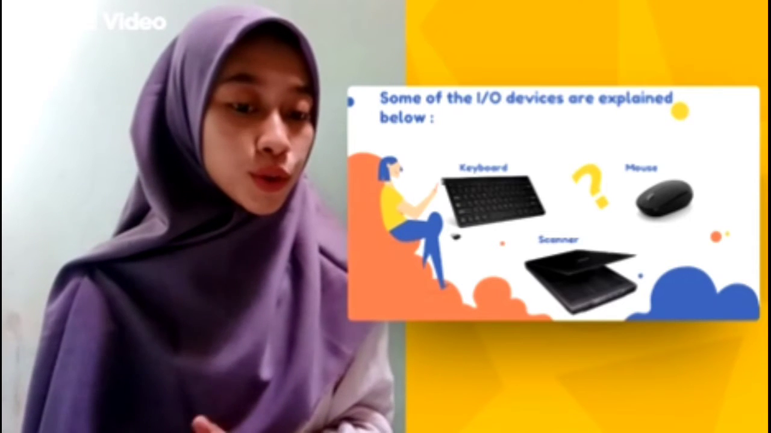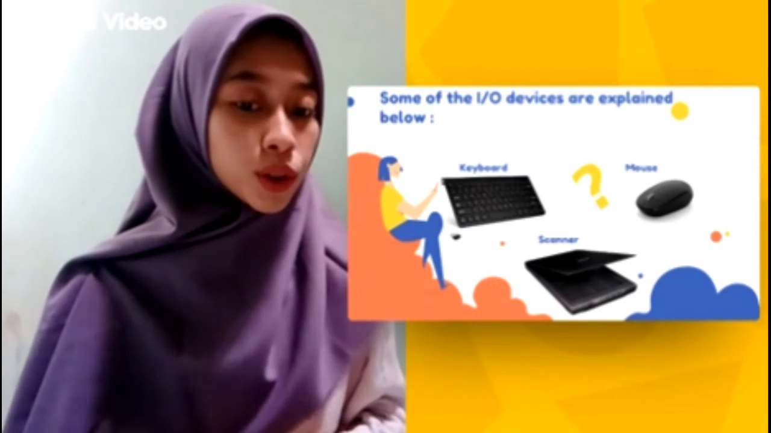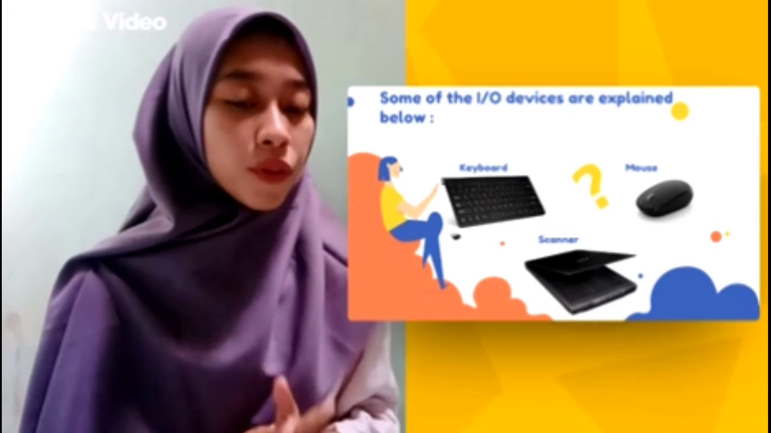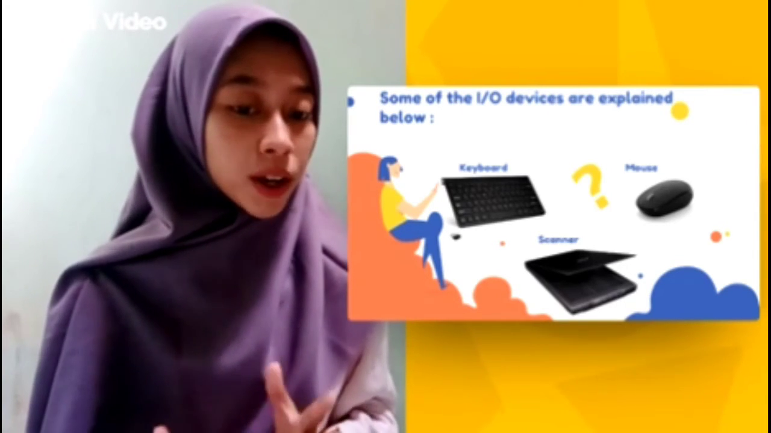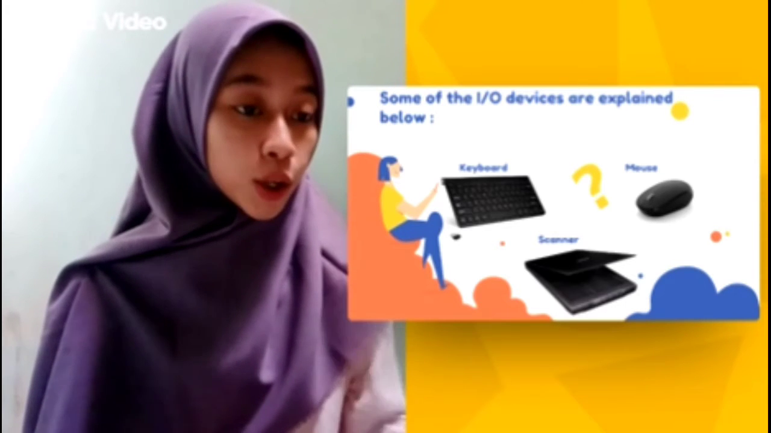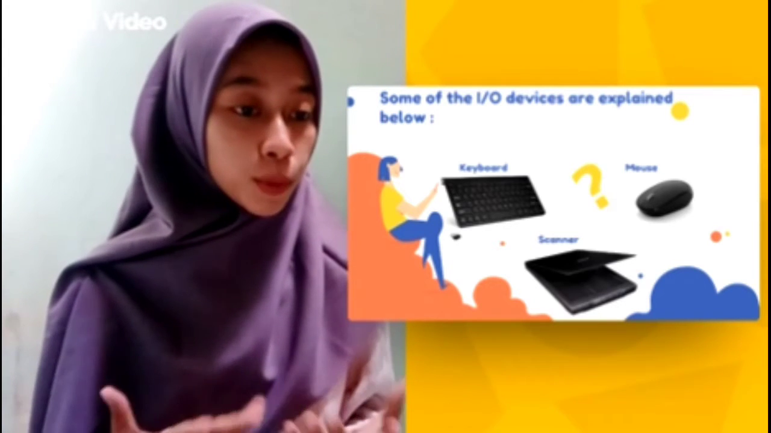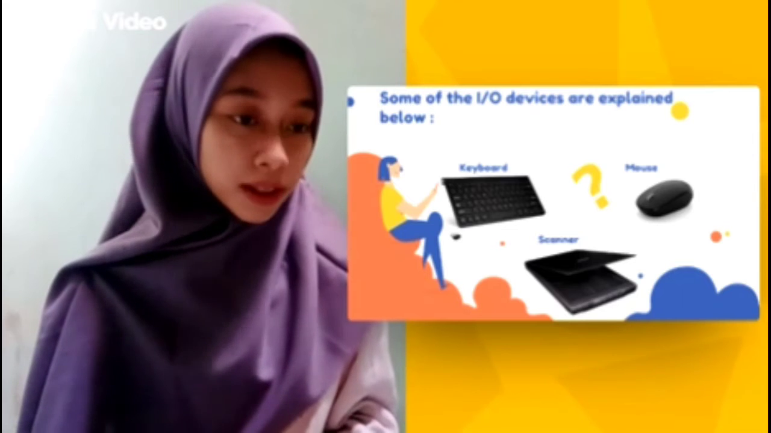And next, the scanner. Scanners are used to enter information directly into the computer memory. This device works like a photocopy machine. The scanner converts any type of printed or written information, including photographs, into digital pieces which can be manipulated by the computer.